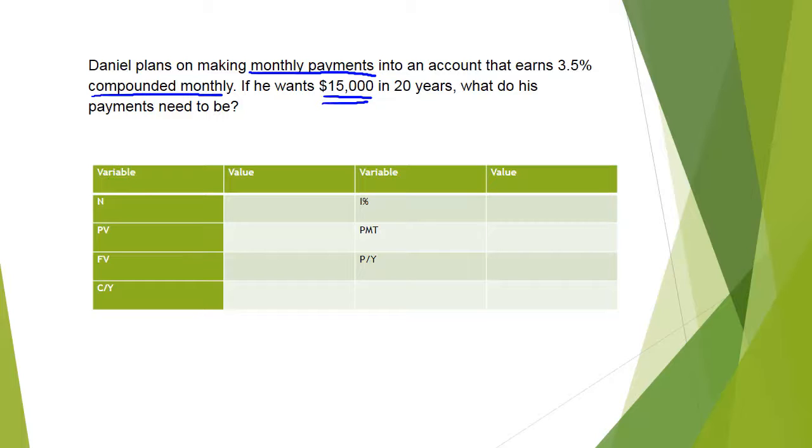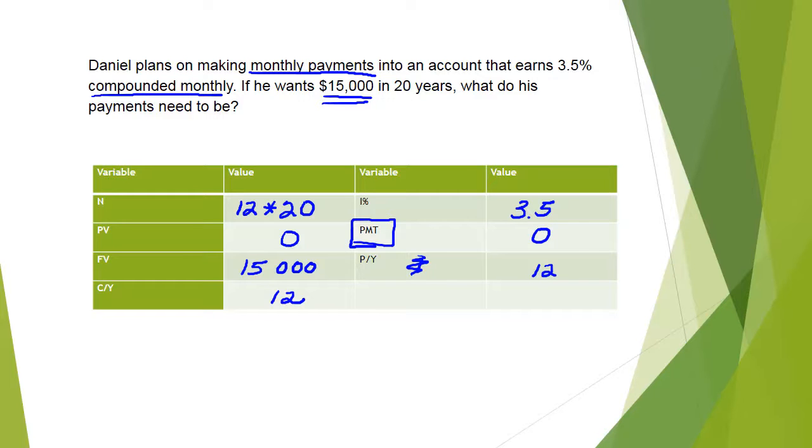Whenever you are dealing with payments, you're starting off with a present value of 0. We're looking for payments, so we'll also enter that as 0. It's compounded monthly. He wants to have the money in 20 years, so that's 12 times 20. Our future value will be 15,000. Our C/Y and P/Y are also going to be 12 because those are the number of times it's compounded in a year. And our interest rate is 3.5.